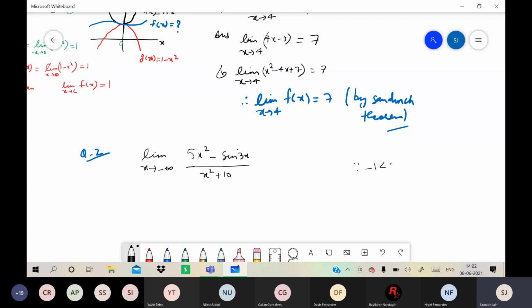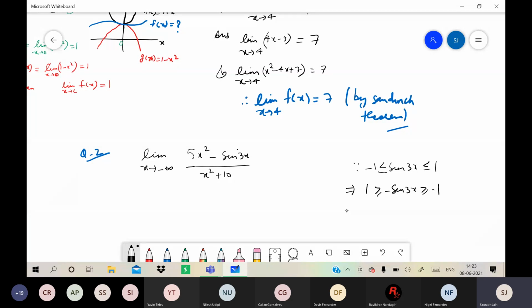We already know that sine of the angle is from minus 1 to 1, correct? And x is tending to minus infinity. So whatever that angle is, I don't know the exact value of sine 3 into minus infinity, but it will be between minus 1 and 1. Then we multiply the inequality by minus 1, the sign will change.